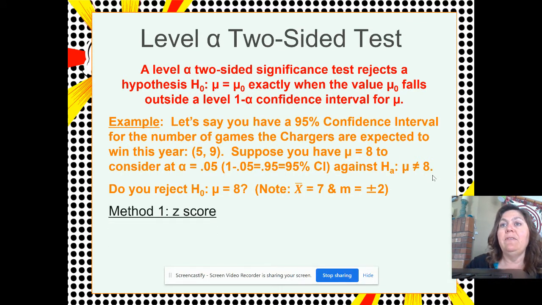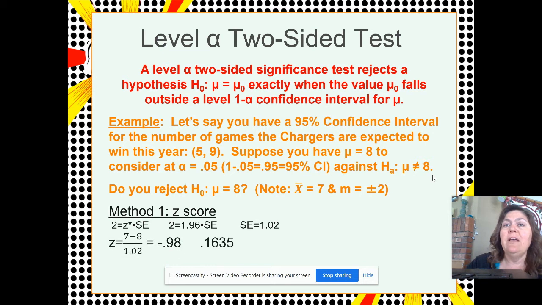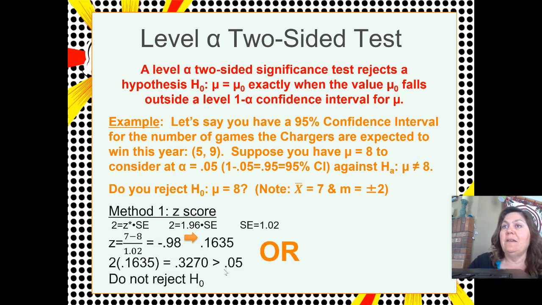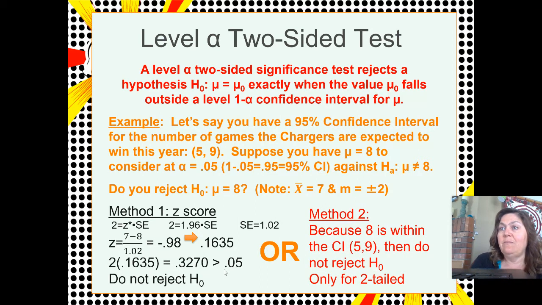Well, the first method that we have learned is that you run your standard error formula, your Z formula, and you get your p-value and you multiply it by 2. We see that our p-value is definitely much higher than the alpha value, so we would fail to reject H0. However, the nice way, if it's two-tailed, is that we can do this method.